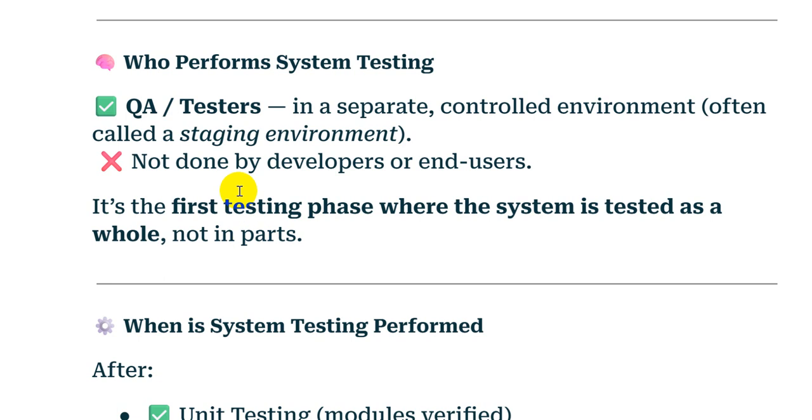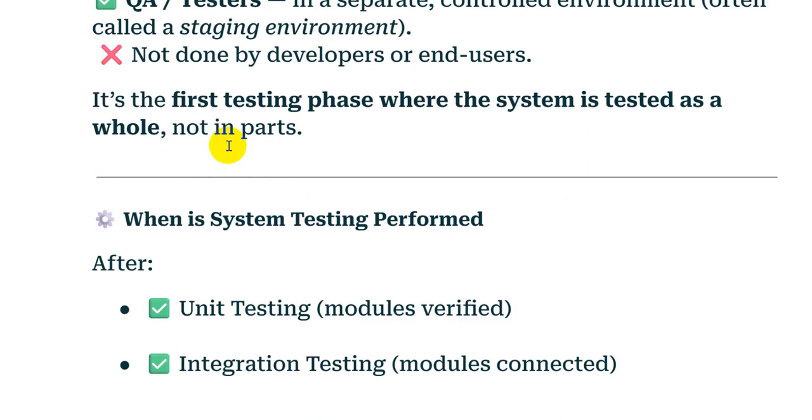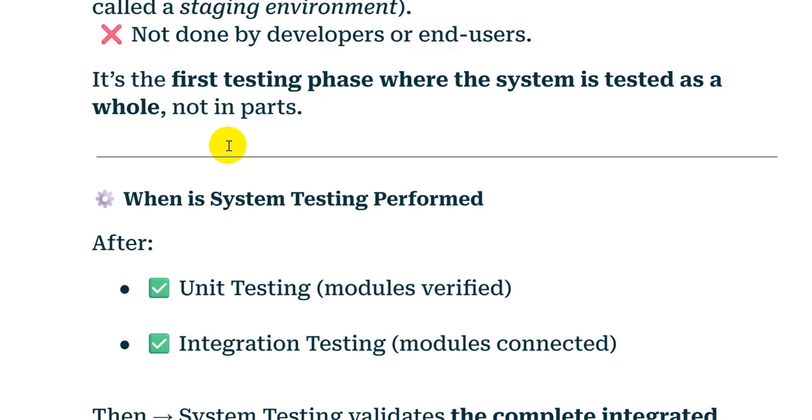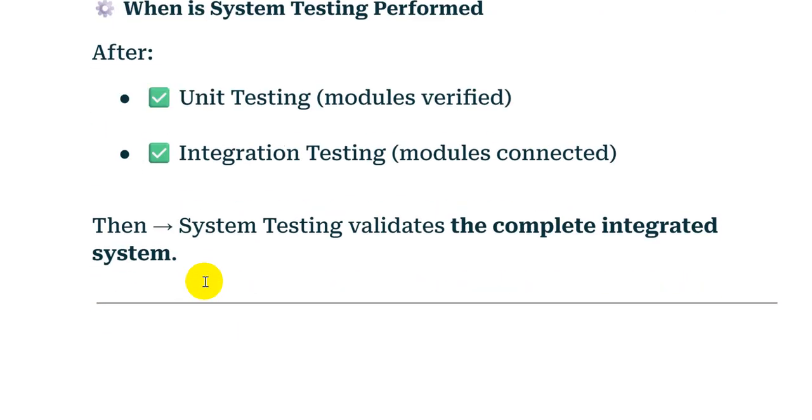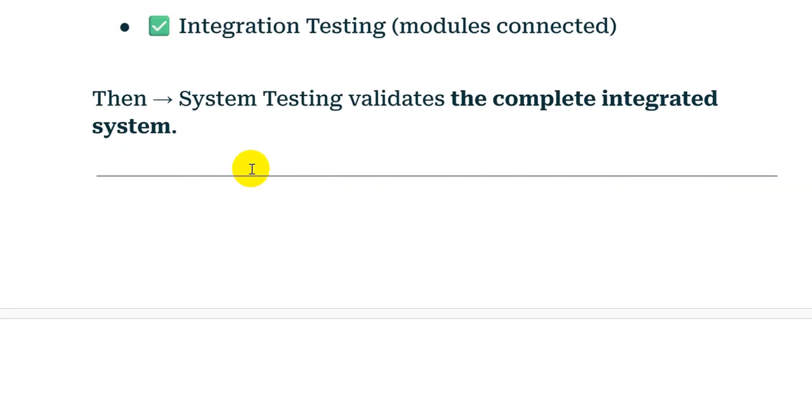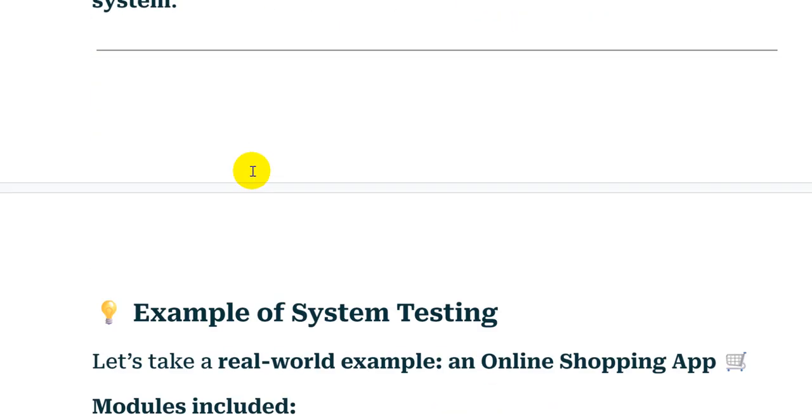So testers can perform the system testing. Understood? Like I mentioned previously, we can start the system testing after the unit testing or integration testing. So here we can validate the complete integrated system.